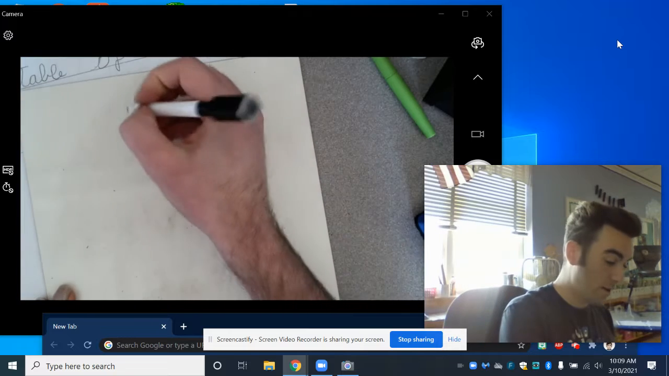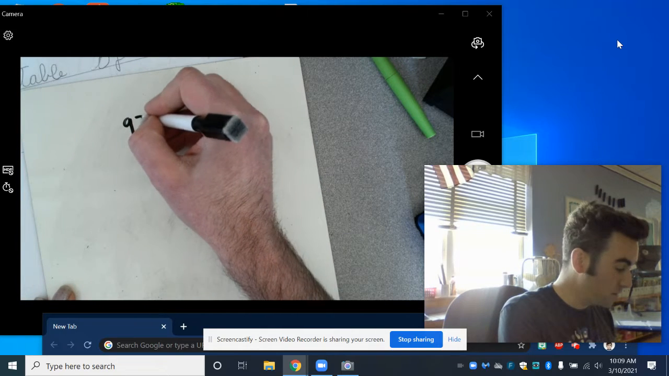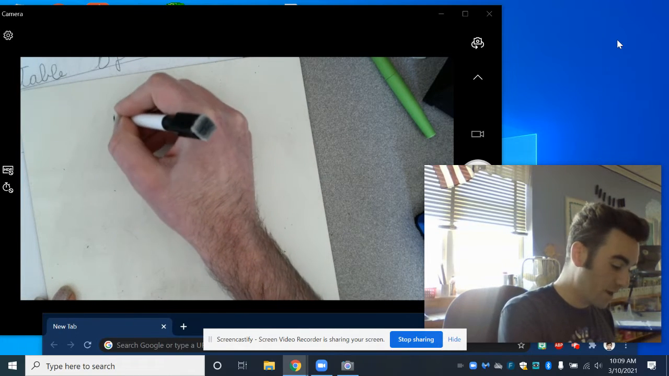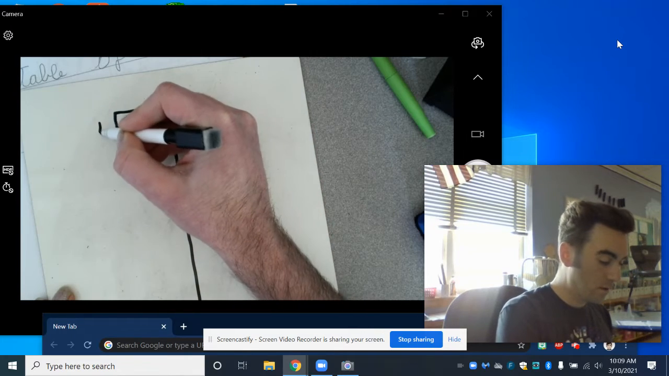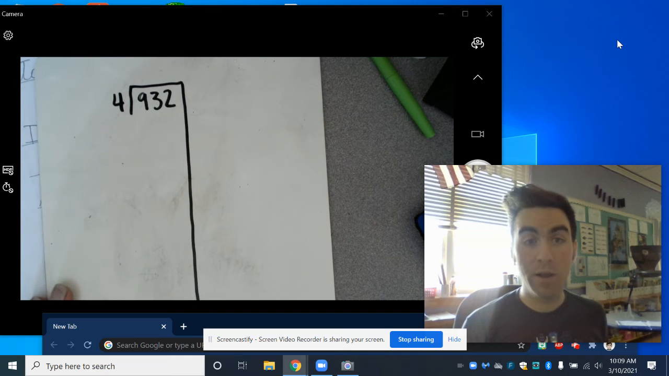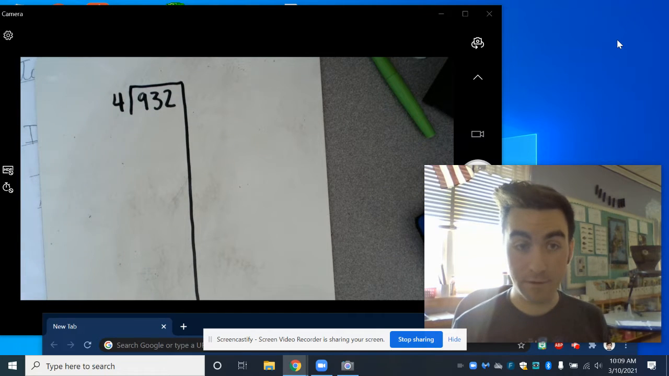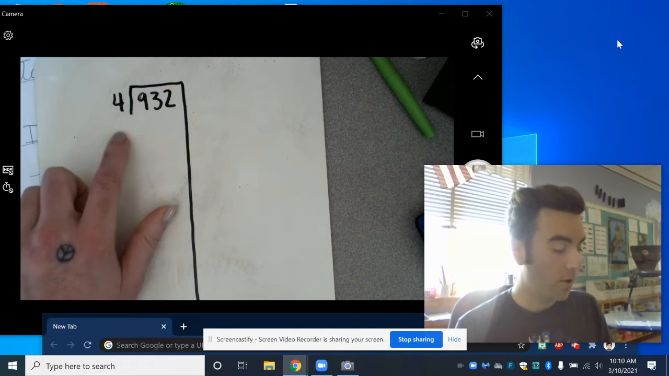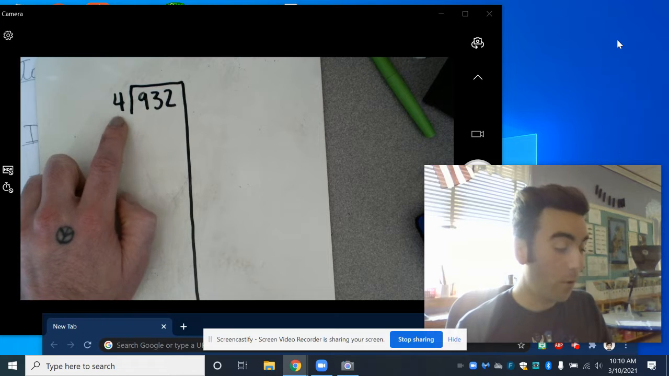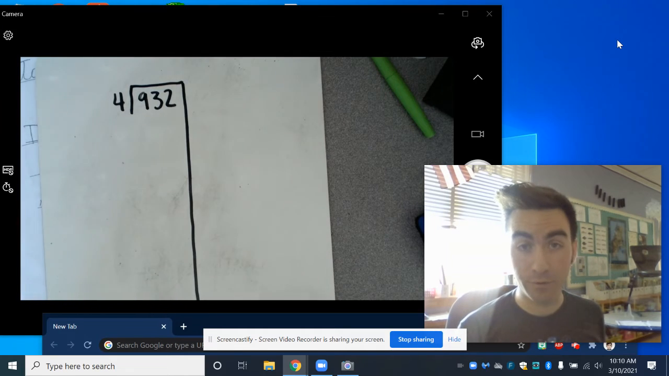So let's start with 932 divided by 4. I'm going to show you first using the big 7 or the partial quotients. What we've been doing with partial quotients, we're going to use our known facts to help us. So I want to know, how many times does 4 go into 932?